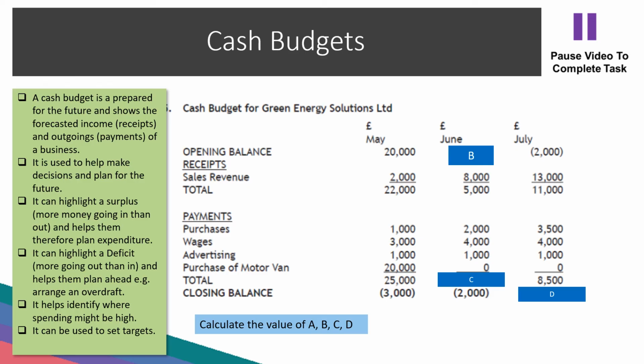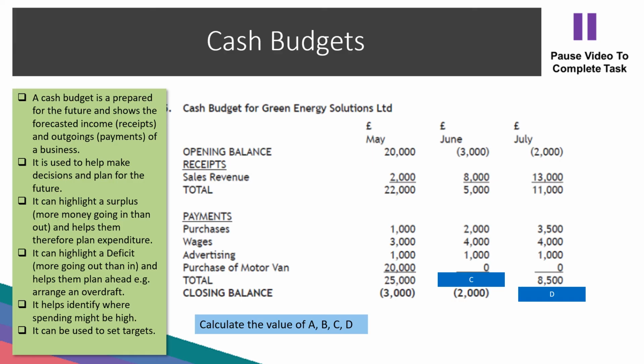Now what happens here is that you would add up all your payments and you deduct it from your total receipts, and that gave you a negative figure of 3,000. And because that was the closing balance of May, the closing balance of May always becomes the opening balance of the next month, which means that June was also negative 3,000.